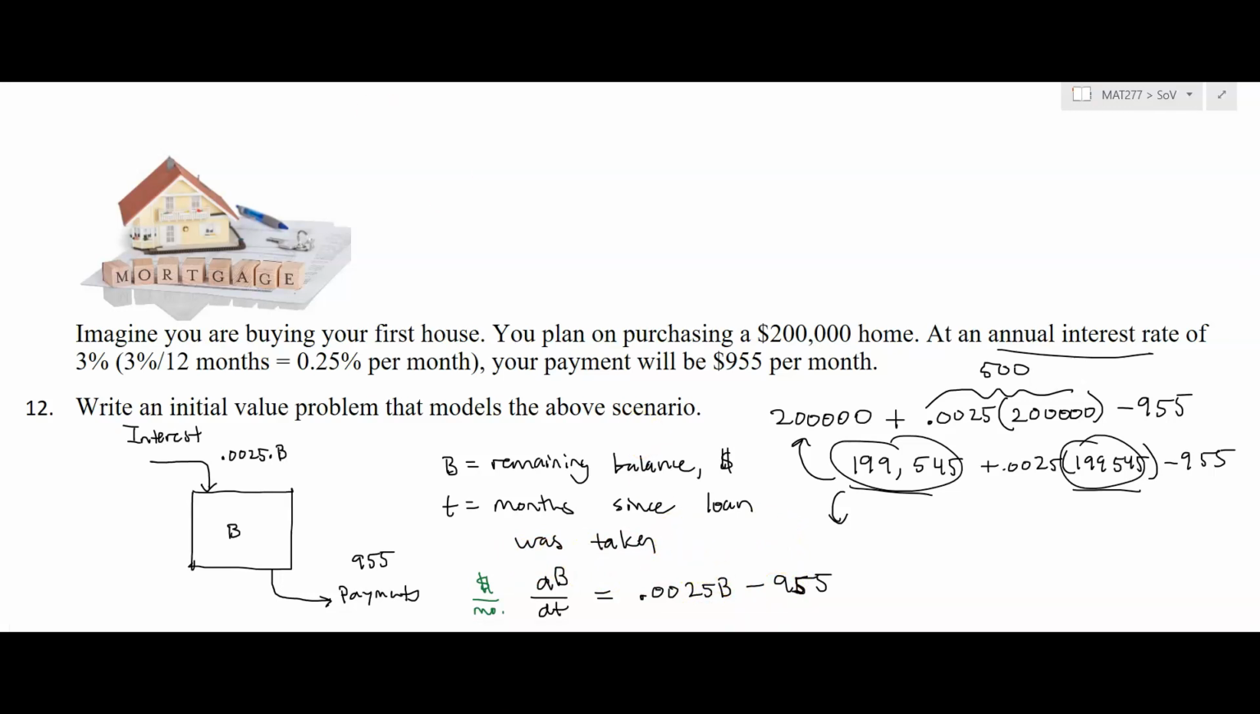As long as I take dollars per month minus dollars per month, I'm going to end up with units of dollars per month. Now remember, this dollars per month is always changing because how much they charge you in interest depends on how big your balance is. And as your balance goes down, the amount of interest that's charged, 0.25% of 199,545, is smaller than, just slightly, than 0.25% of 200,000. So, with that said, we now have our model, and our initial condition is that at time 0, b of 0 is going to equal 200,000. That's your initial balance.